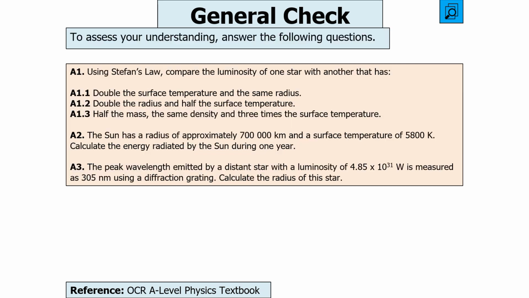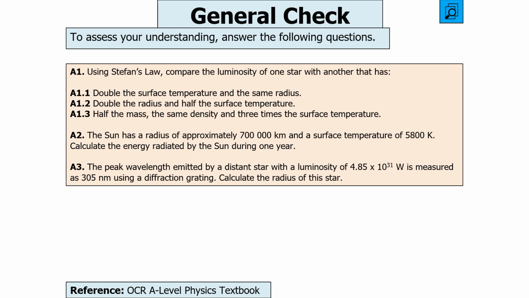The next question says, using Stefan's law, compare the luminosity of one star with another that has, firstly, double the surface temperature and the same radius, then double the radius and half the surface temperature, then half the mass, the same density and 3 times the surface temperature. Then the Sun has a radius of approximately 700,000 kilometers and a surface temperature of 5,800 Kelvin. Calculate the energy radiated by the Sun during 1 year.